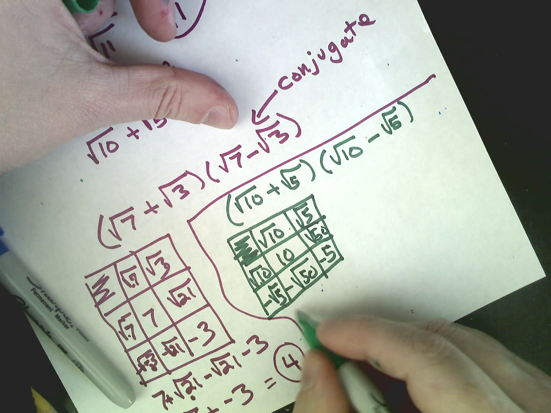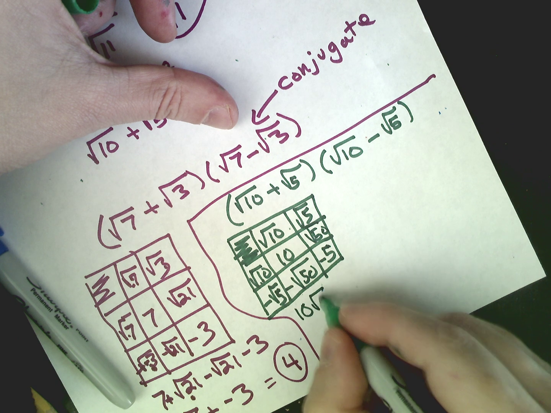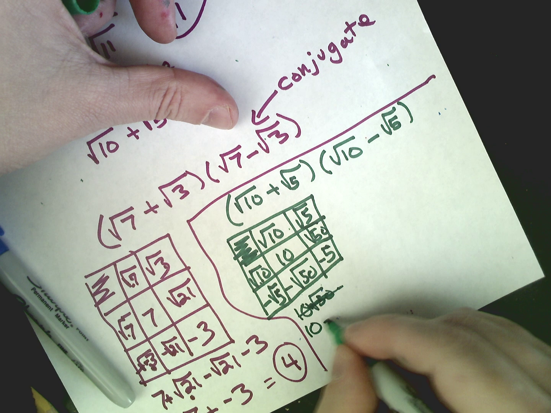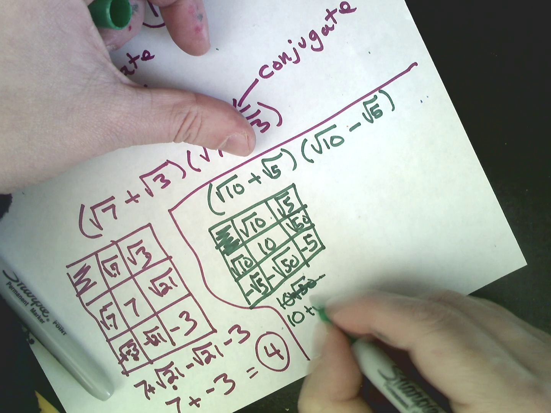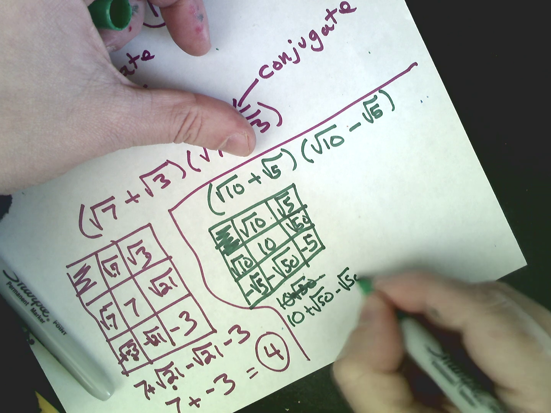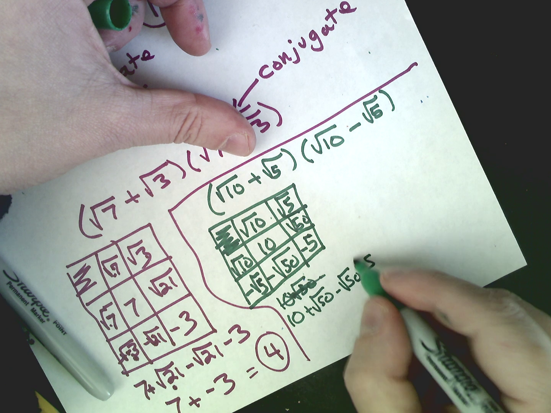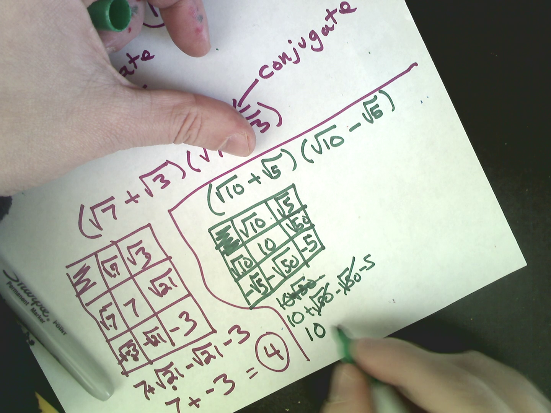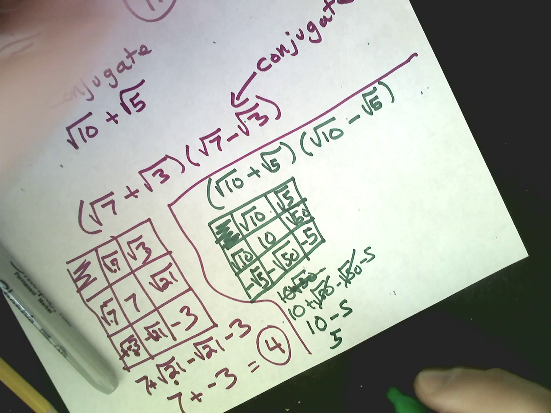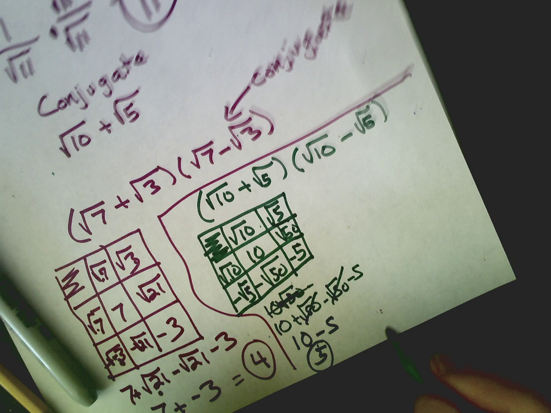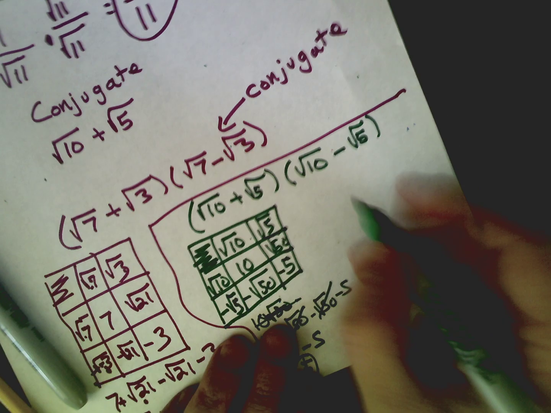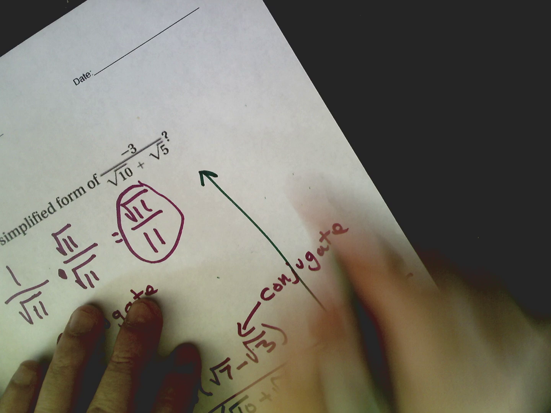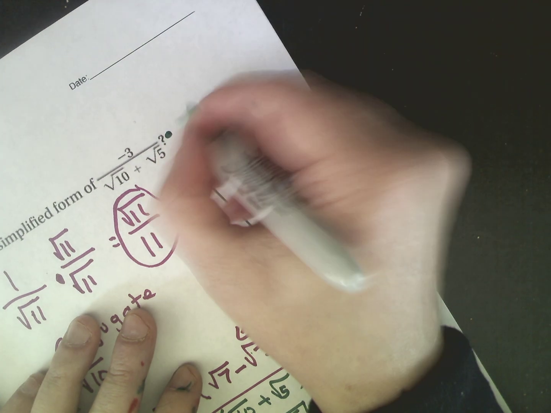Pull those numbers out. I get 10, plus square root of 50, minus square root of 50, minus 5. Those cancel out. Square root of 50 minus square root of 50 is nothing. Down to 10 minus 5. 10 minus 5 is 5. Look at that. 5. Now, what happens next is I put this number 5 all the way back here. Now, to get this, I have to multiply.